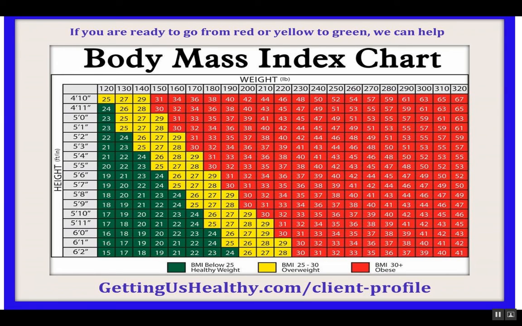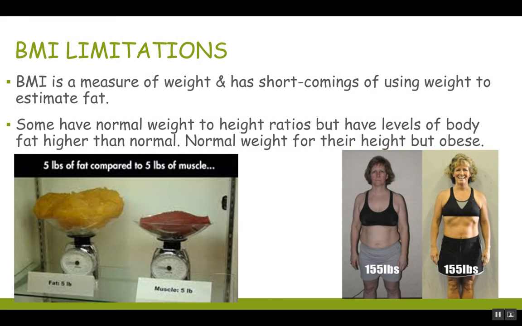Now we talked about some of those BMI limitations, right? Well, BMI is a measure of weight, and it can't always tell us fat either. It's not a really great way to estimate how much fat. Some people have normal weight to height ratios but have higher levels of body fat than normal. So if you look here in the lower left-hand corner, you have 5 pounds of fat on the left and 5 pounds of muscle. So obviously the lean muscle is going to be healthier for you and decrease your risk of health disparities versus having 5 pounds of fat.